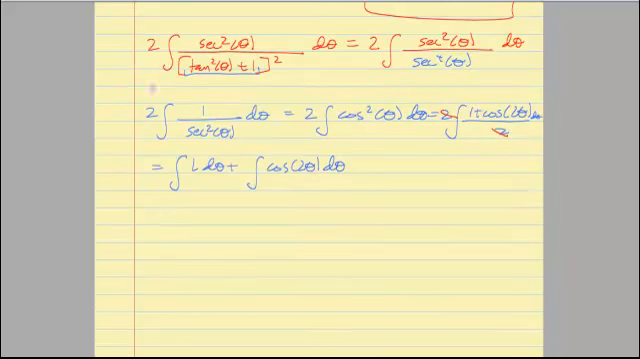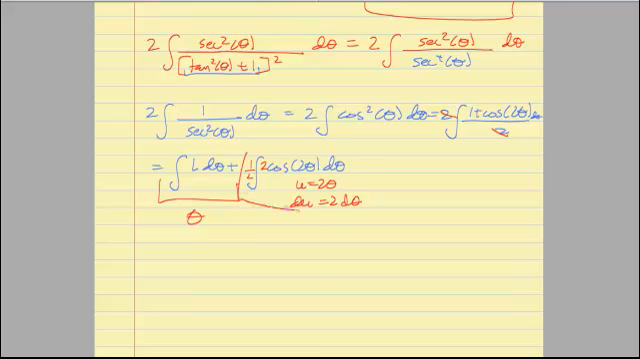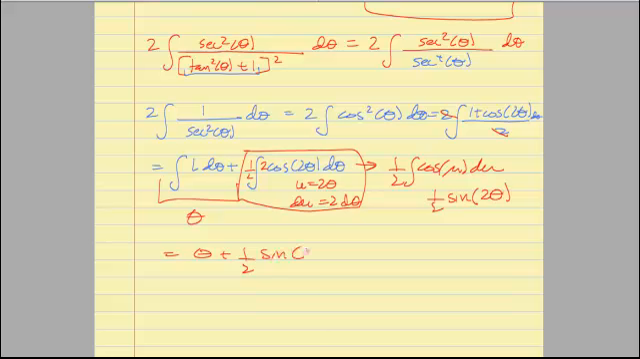Well, this piece is easy enough. The integral of 1 d theta is theta. The integral of cosine 2 theta, I let u equal 2 theta. Du then is 2 d theta. I multiply by 2 on the inside, compensate with 1/2 on the outside, and this piece ends up looking like 1/2 the integral of cosine of u du, which is 1/2 sine of u. U is 2 theta. So this piece looks like theta plus 1/2 sine of 2 theta.